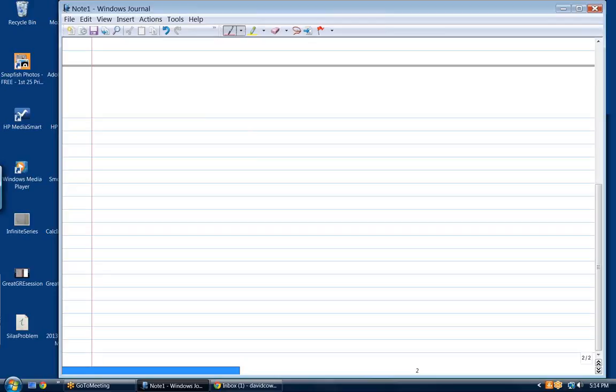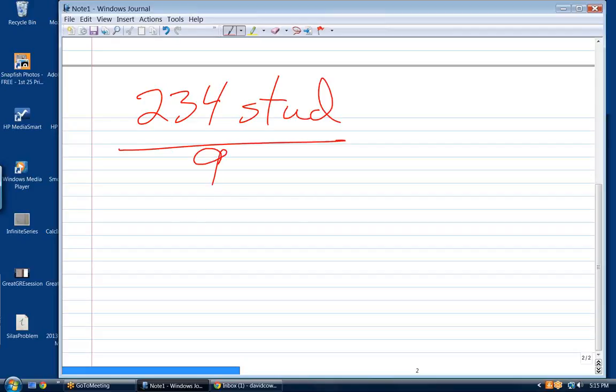Yeah. Okay, what else you got? There are 234 students in 9 different classes. What is the ratio of students in the class? Okay. Is that thing divisible by 9?